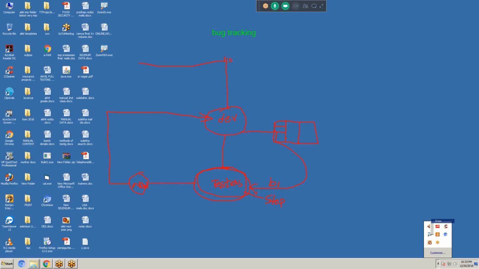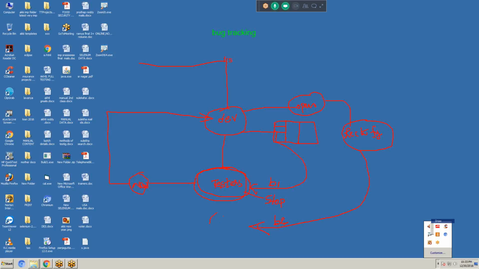Then developers will think, is this really a defect or not? If they feel it is a defect, then they will give the status open, and they will rectify or fix it. Then they will send it to the testing department as build two.